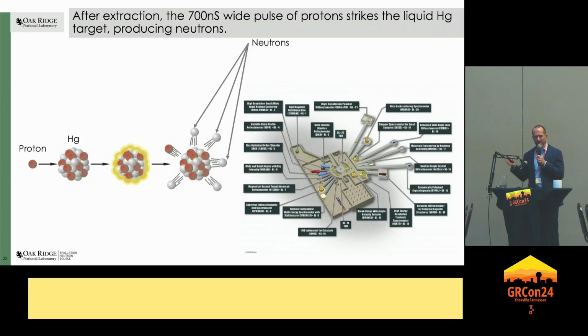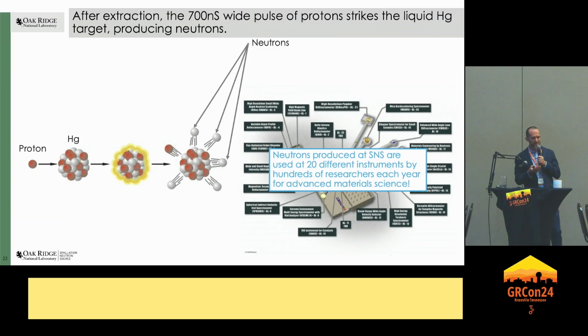So what do we do with it? We take that proton pulse, and we strike a liquid mercury target. It's liquid because things get hot, and it's easier to cool liquid mercury than really anything else. On an atomic level, this is more or less what happens. The proton strikes the mercury atom, makes it unstable, and then that mercury atom gives off 5 neutrons and 1 proton. So it remains mercury.